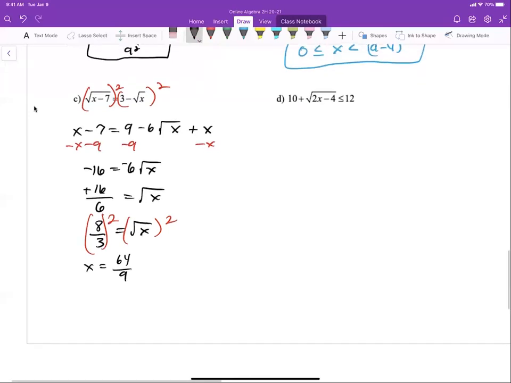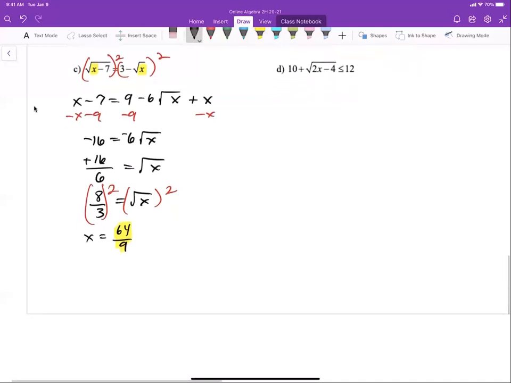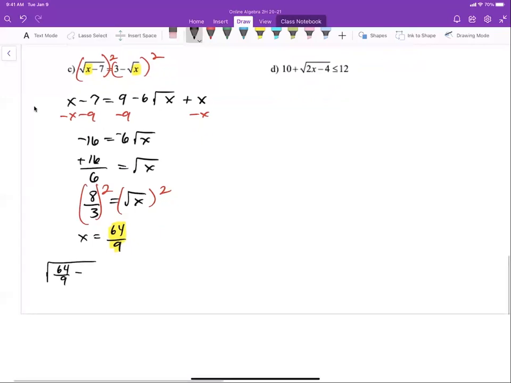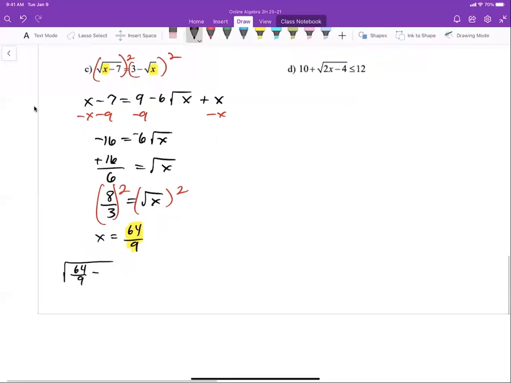Now I have to check. I have to actually put this value into both of these and confirm that I have a true solution. So let's check the first one. So I take the square root of 64 over 9 minus 7, got to find a common denominator. So we'll multiply 7 by 9 and we'll get 63 over 9. And that will give me the square root of 1 over 9, which will give me 1/3.